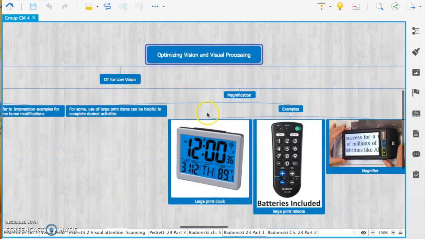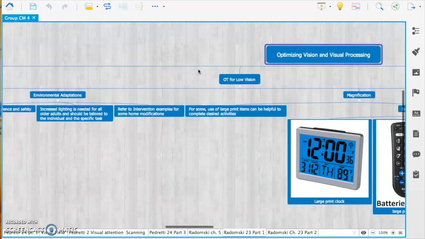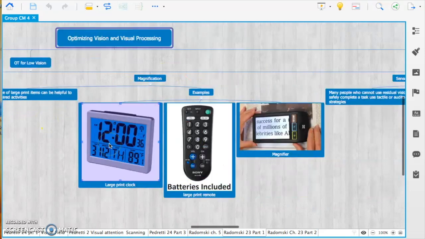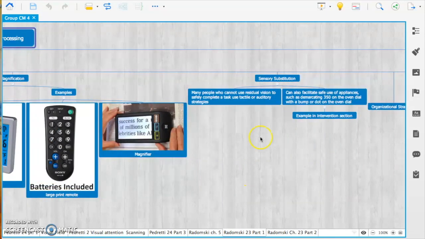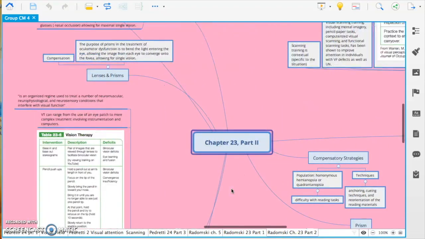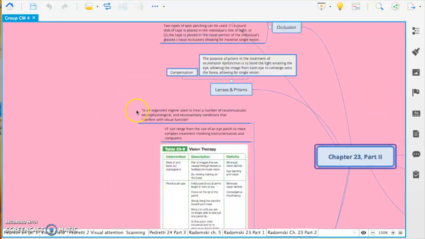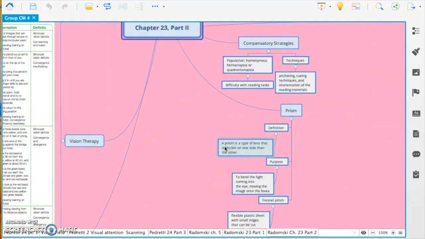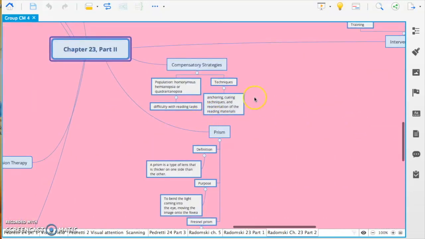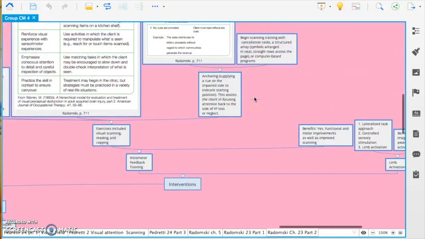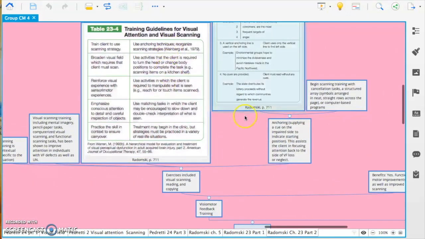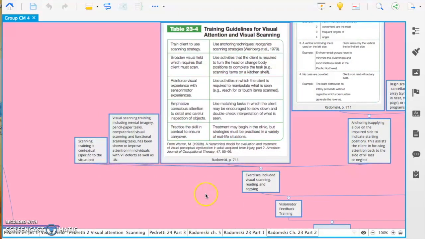And then optimizing vision and visual processing. And these are some environmental adaptations that can be used, such as large print clock, large print remote, magnifiers, and then there are also sensory substitutions that can be done. And then this last part talks about occlusion, lenses and prisms, vision therapy specifically, and then compensatory strategies, as well as training guidelines for visual attention and visual scanning.